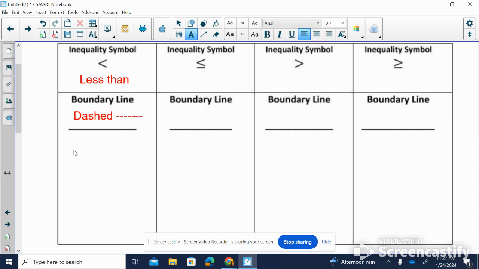Besides it being a dashed line, when we graph an inequality that is less than, all of the solutions are below the line. So we are going to shade below the boundary line.